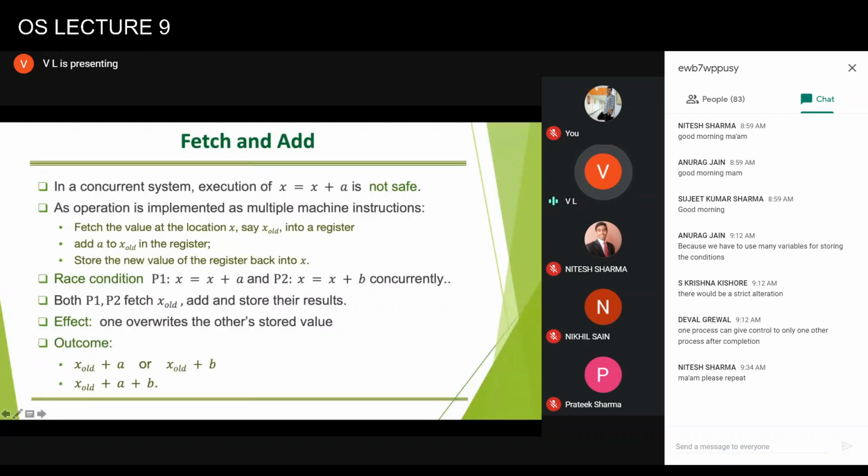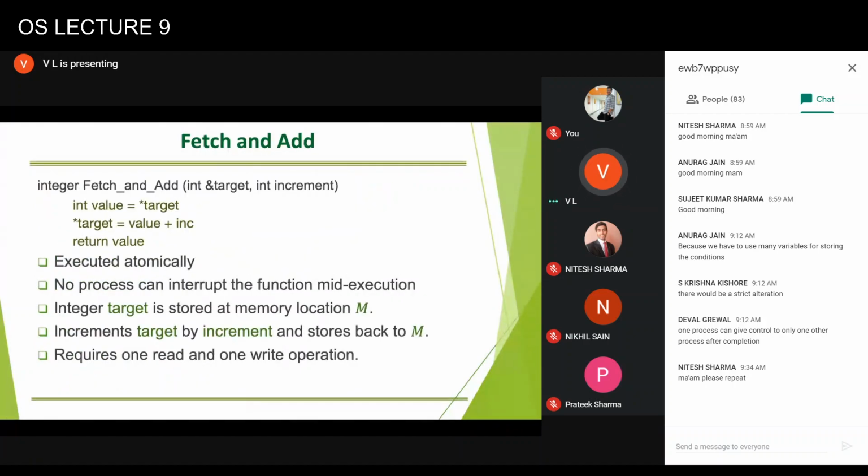So fetch and add is an atomic instruction. What it does is that it reads the value from the location, increments it and writes it, and it is executed atomically. Again, it also requires one read and one write operation. But unlike test and set, it will work on integers. So it is flexible that way.